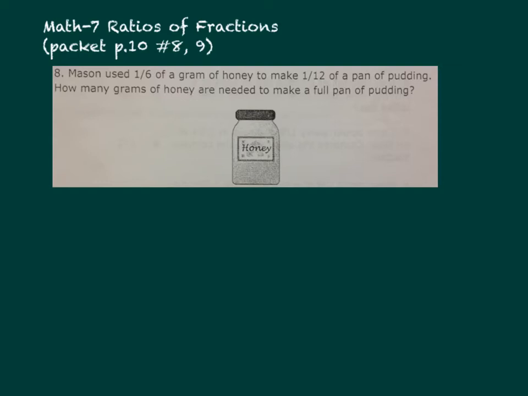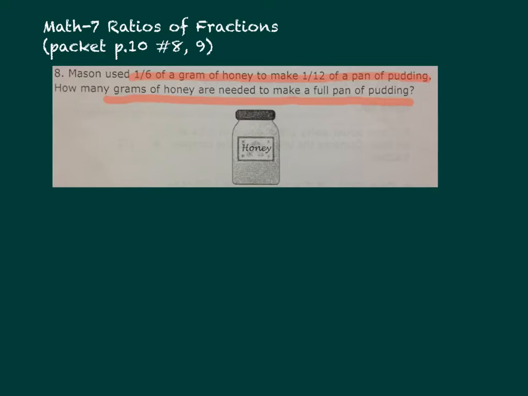Okay, so let's highlight the information. You definitely want to highlight this: 1/6 of a gram of honey to make 1/12 of a pan of pudding. And then the question is, how many grams of honey are needed to make one full pan of pudding? Okay, there are two ways to do this problem, so I'm going to talk about both ways. The first method is more like mental math.